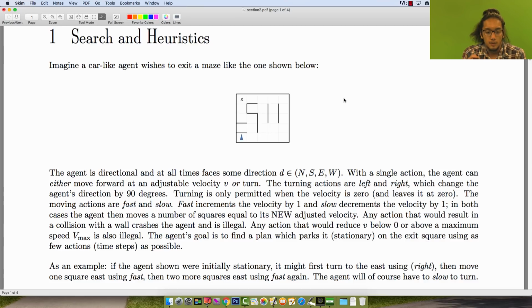Hi everyone, we're going to be going through the section 2 worksheet for CS188. Let's just get started with the first problem, which is called search and heuristics.